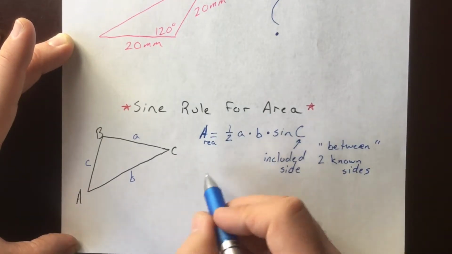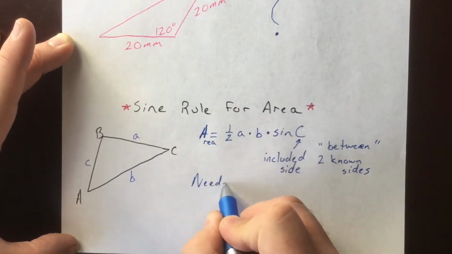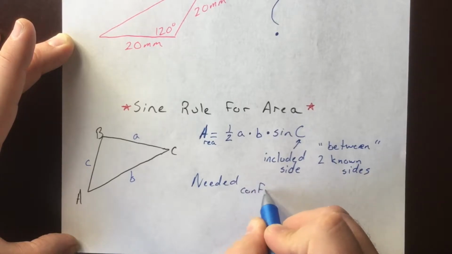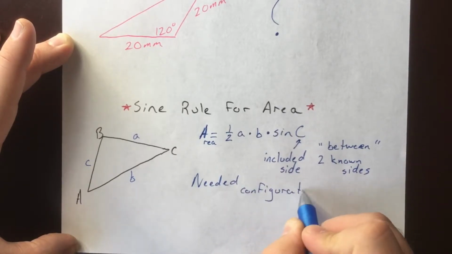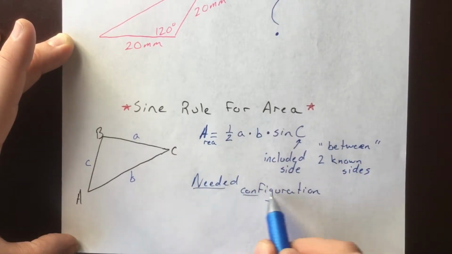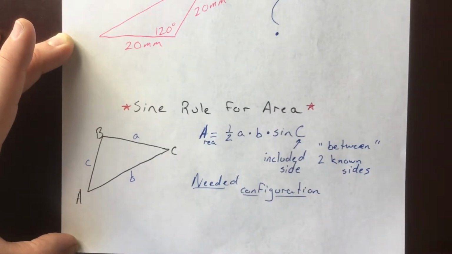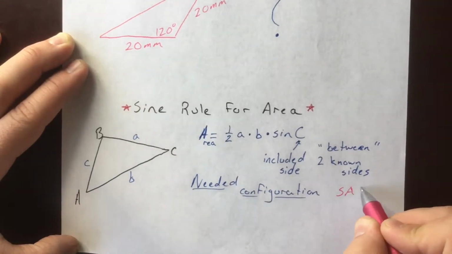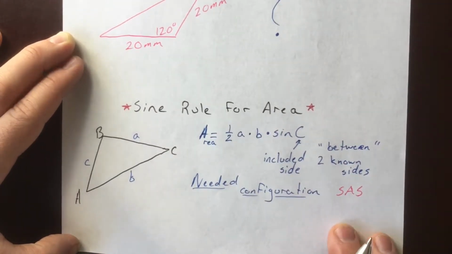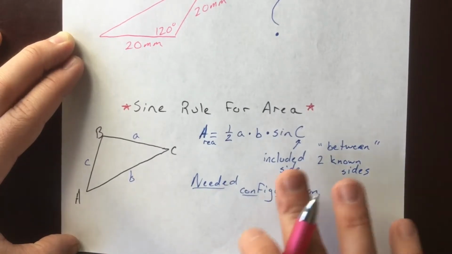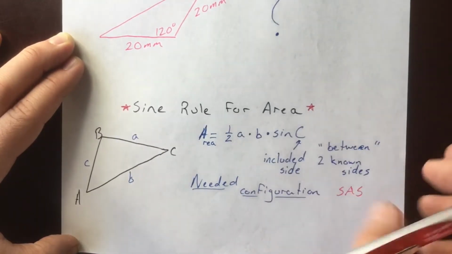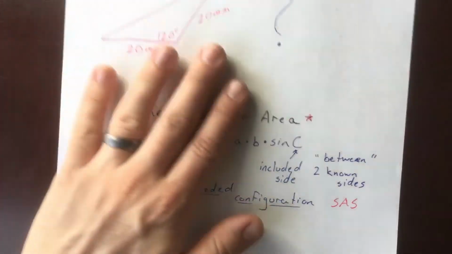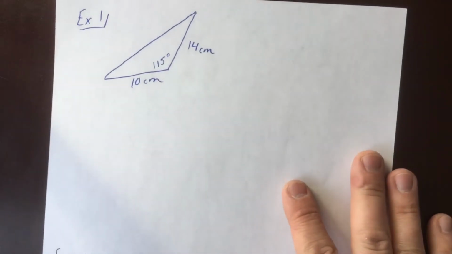With that being said, the needed configuration, so one downside to this, I'm saying you can use it to replace the other formula. The needed configuration here is that you have to have a side angle side situation. So you have to have the two side lengths and the angle between them in order to use this. So let's take a shot at this problem.